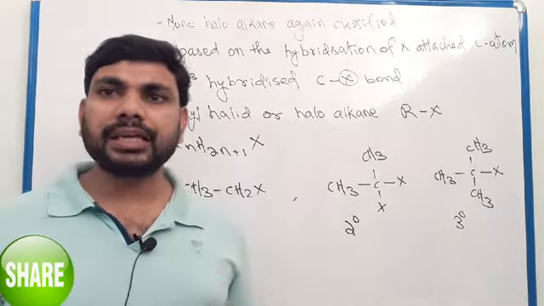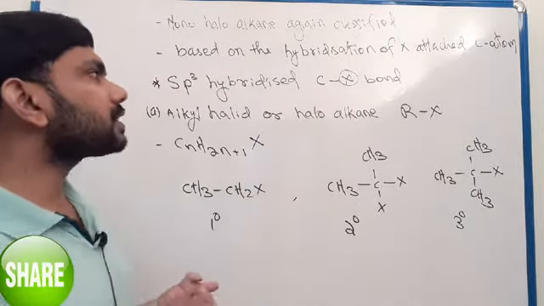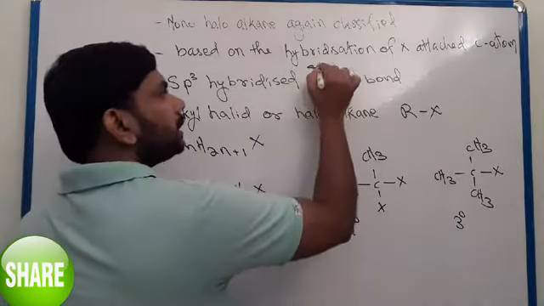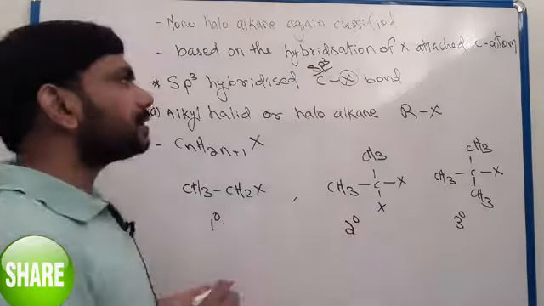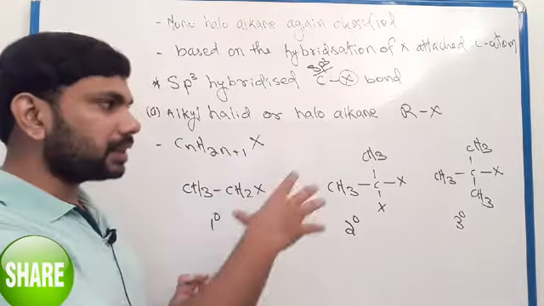Halogen directly attached to a carbon. This carbon atom is sp3 hybridized. Okay, this sp3 hybridized carbon with halogen, there are many classifications.